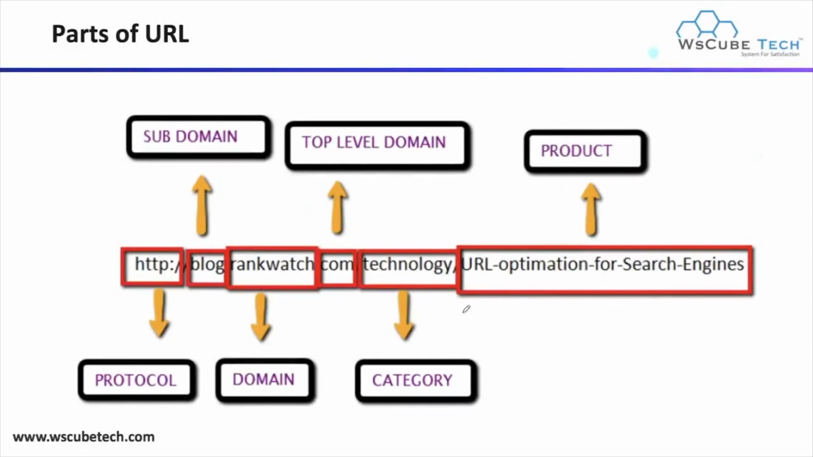Next we have the parts of a URL. When we are doing URL optimization, it's compulsory to learn about the parts of a URL here. First we have HTTP, or you can say HTTPS. HTTP stands for Hypertext Transfer Protocol. This part is the protocol of a URL address. This is the only part in a URL which can't be changed when it comes to optimization.